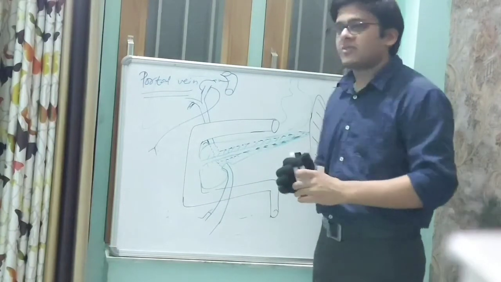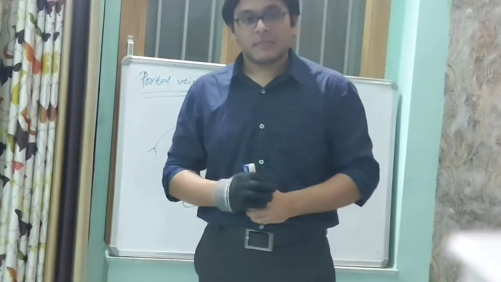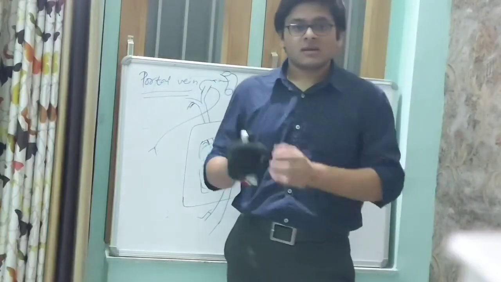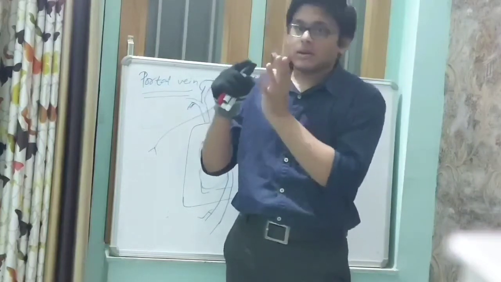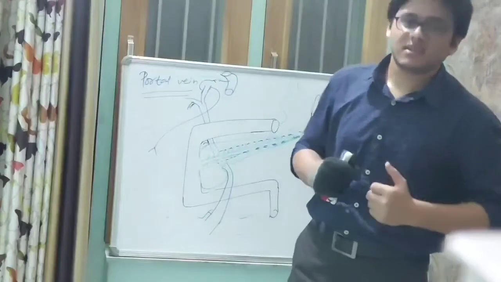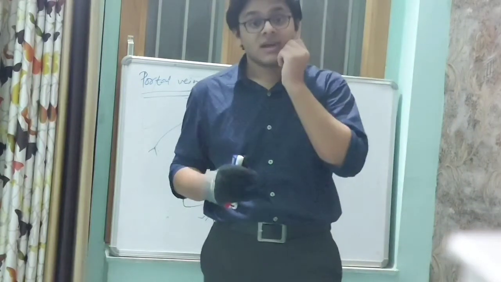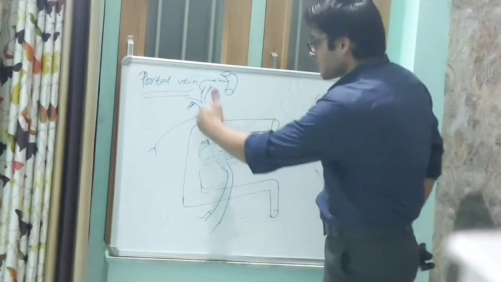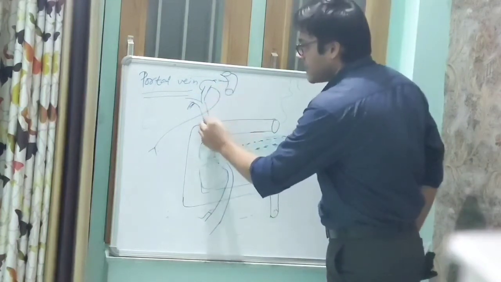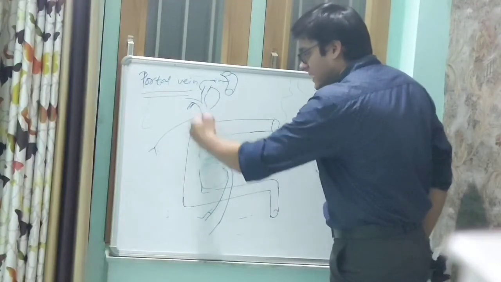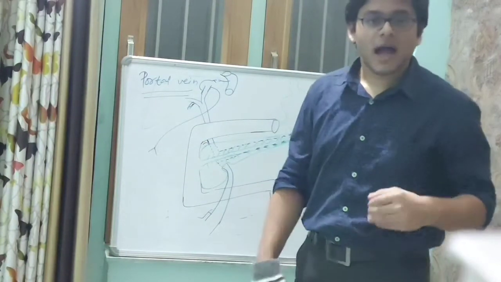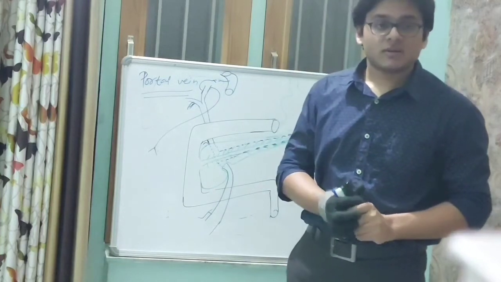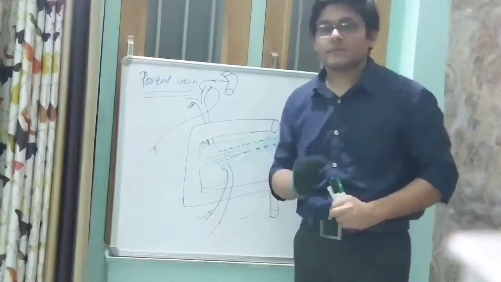Now, when we talk about the pre-sinusoidal portal hypertension, it means that there is a thrombosis or a blockage before liver is concerned, or hepatocyte is concerned, or liver sinusoid is concerned. That means the block lies in the portal vein itself, which is damming the blood and blocking the blood to enter the liver, and thus creating a backflow leading to hypertension. So portal vein thrombosis can cause pre-sinusoidal portal hypertension.